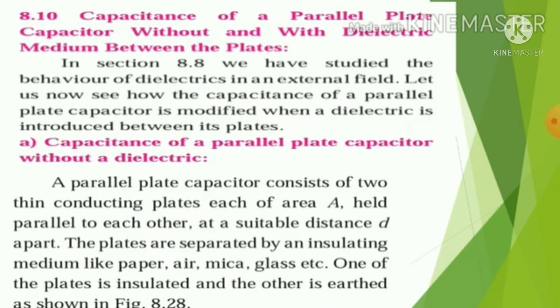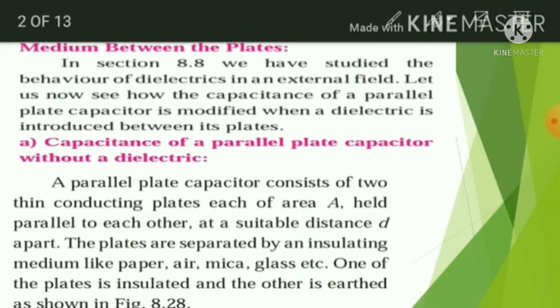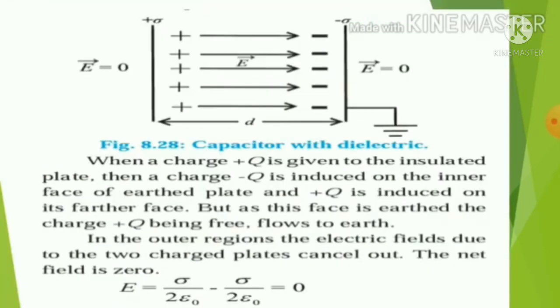In this point we study a parallel plate capacitor having two thin conducting plates, each of area capital A, held parallel to each other at a suitable small distance d. The plates are separated by an insulating medium like paper, air, mica, glass, etc. One of the plates is insulated and the other is earthed. This is shown in figure 8.28.